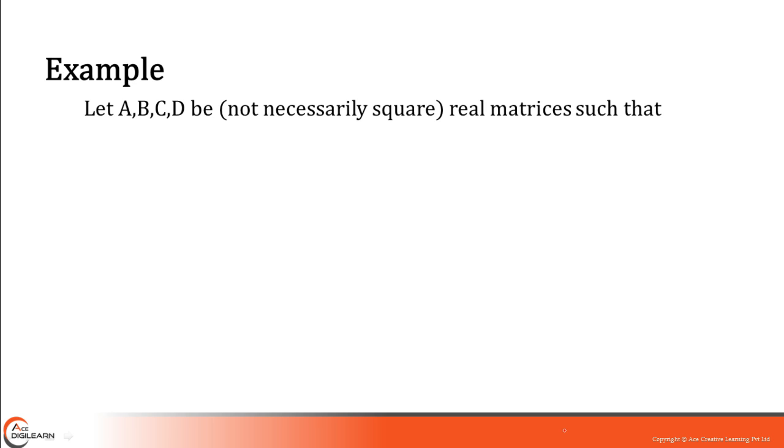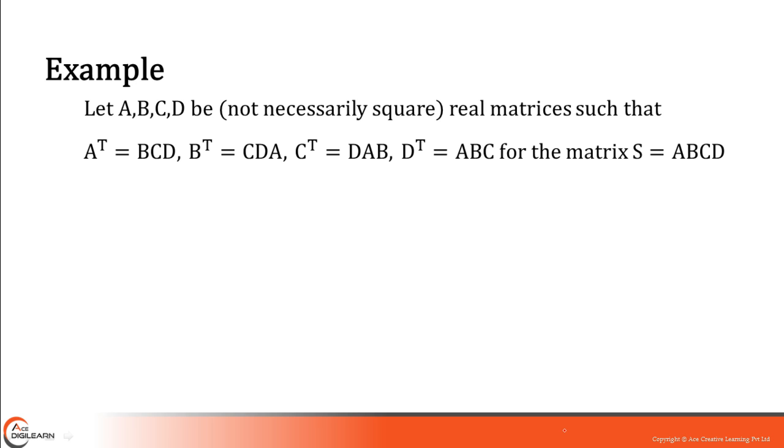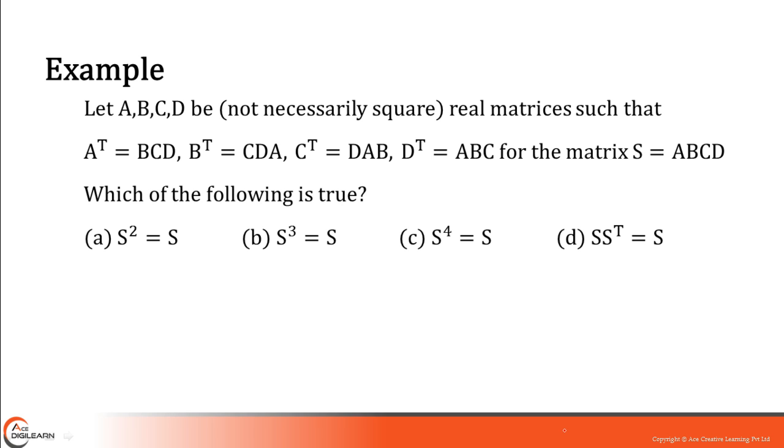Let us see one more question. Let A, B, C, D be real matrices such that A transpose is BCD, B transpose is CDA, C transpose is DAB, and D transpose is ABC. For the matrix S equals ABCD, which of the following is true? Observe the options. Is S square equals S, or S cube equals S, or S power 4 is S, or S S transpose equals S.